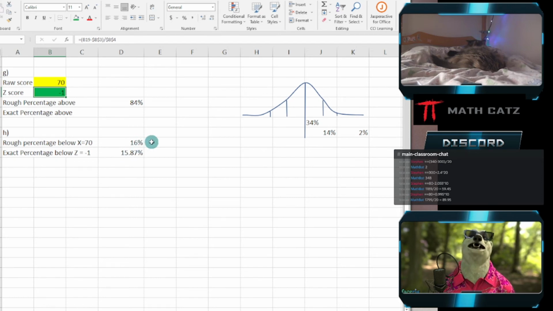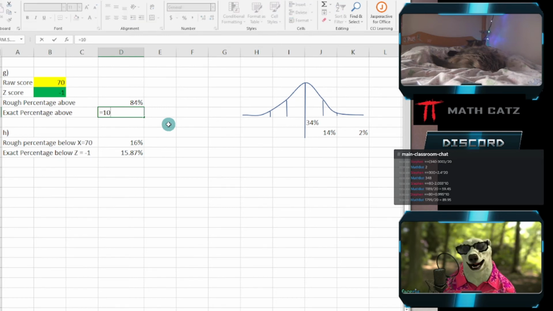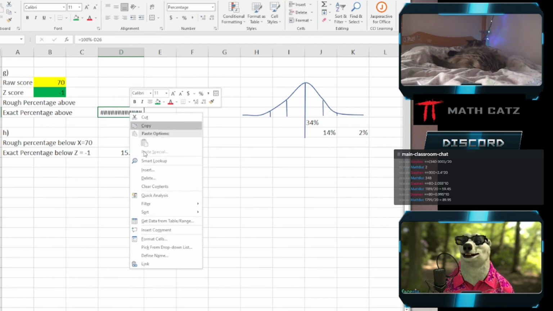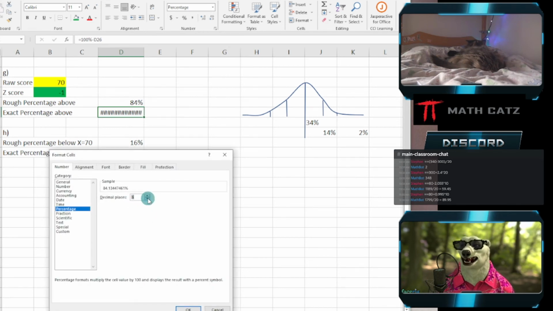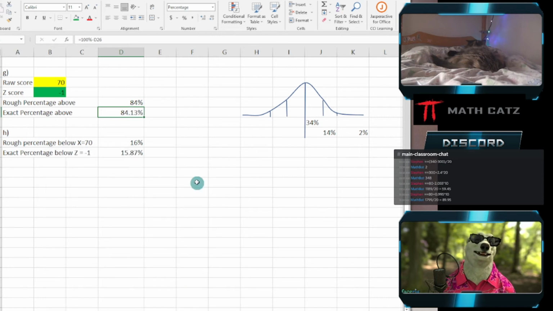So my estimate was 16. In fact, it's exactly 15.87. Now I can actually go up to the above and say, well, this is simply going to be 100% minus this below number. Of course, it doesn't want to automatically go to two decimal places, which would be nice. Sometimes it does, sometimes it doesn't. Like so. Showing that I was very close with my estimate. It's very good, but it's not exact. And depending on what I'm trying to do, we want to be exact and use our rough 34, 14, 2 percentages to just get a sense of, is this what I expect? Yes or no, and then I can double check my calculations.